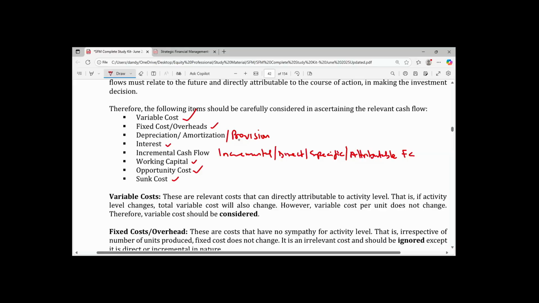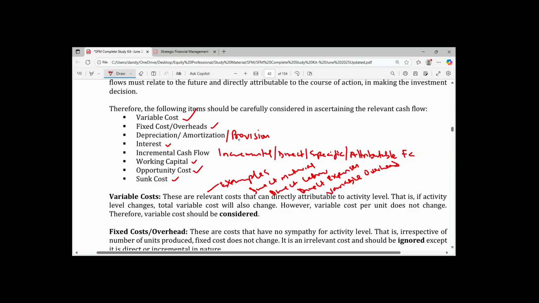The first item is variable cost. Of course, variable costs are costs that vary according to activity level. The more production volume that a company produces, the more units the company produces, the more variable costs the company will incur. All right, so these are costs that vary according to activity level. Examples of variable costs include direct material, direct labor, direct expenses, then variable overhead.